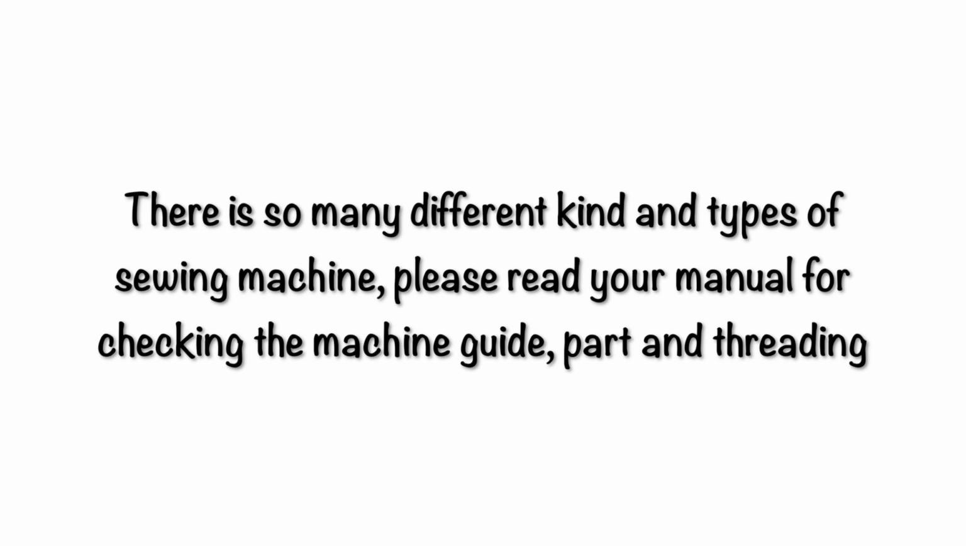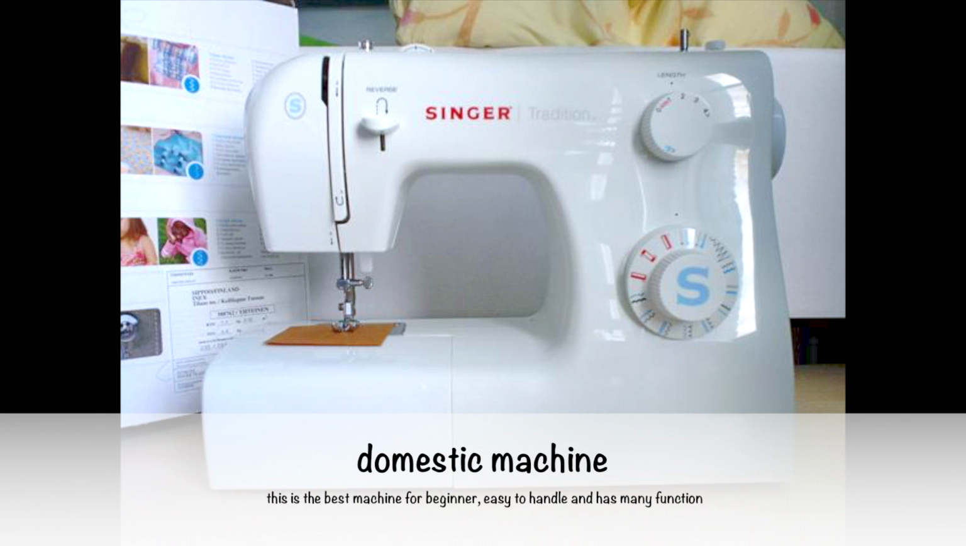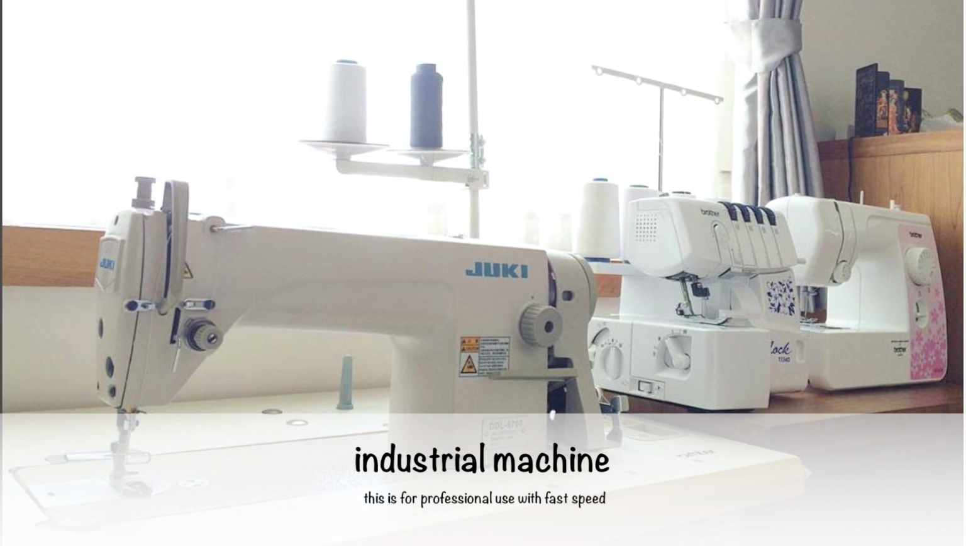Next is about machines. There are so many different kinds and types of sewing machine. Please read your manual for checking the machine guide, parts and threading. First is the domestic machine, which is the best for beginners, easy to handle and has many different stitches. The second is the industrial machine. This is for professional use with a fast speed.